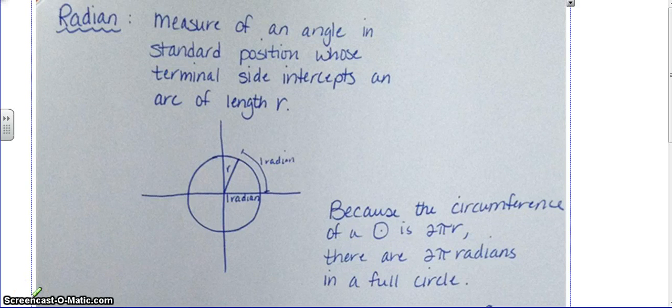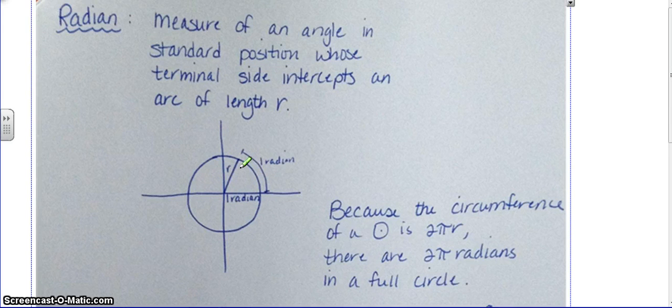Now, just a little bit of review from our class discussion. You can measure angles in other ways besides degrees. So the other way that we're going to be measuring our angles is in radian measurement. Now, a radian is a measure of an angle in standard position whose terminal side intercepts an arc of length r. So this length is r, which is exactly the same as the radius. So this is called 1 radian, the measure of that angle.